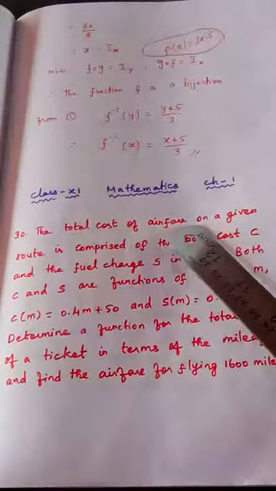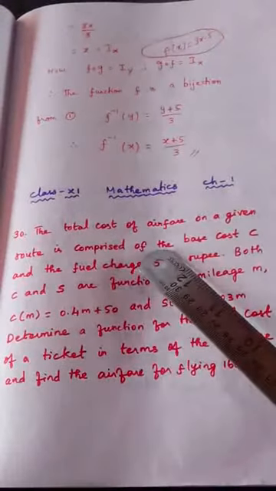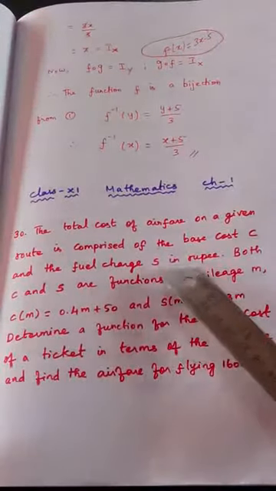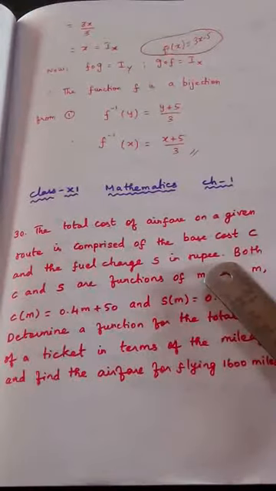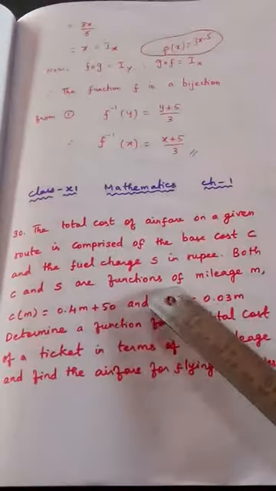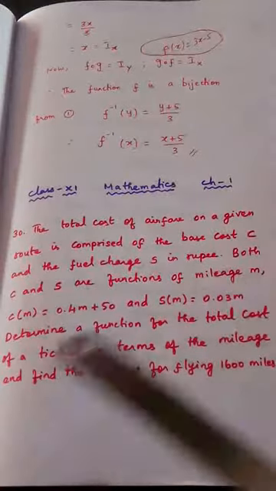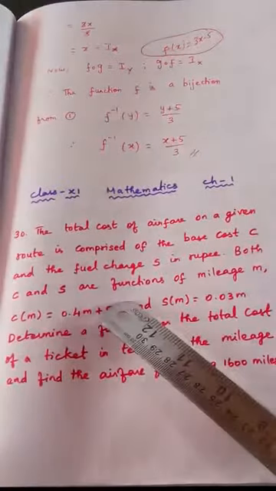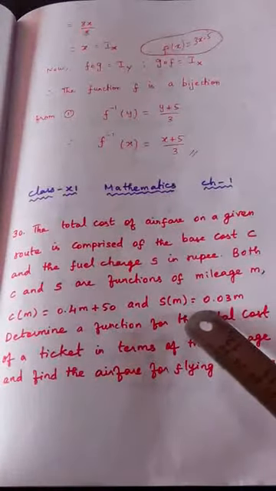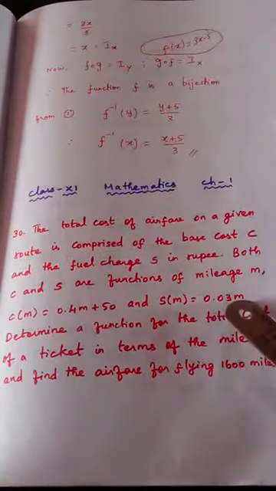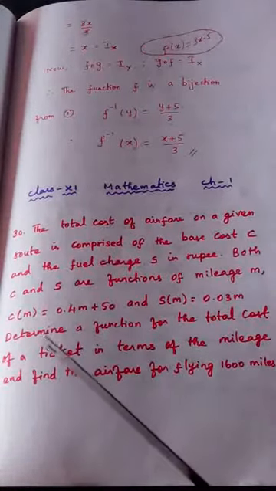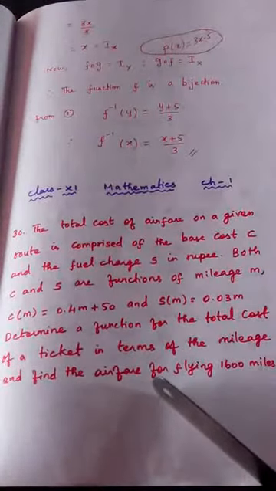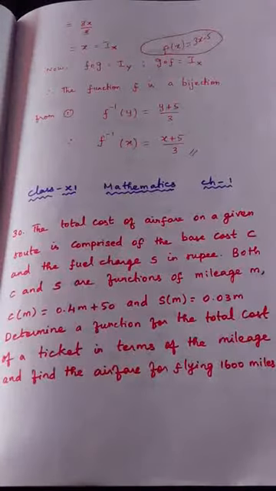The total cost of airfare on a given route is comprised of the base cost C and the fuel charge S in rupees. Both C and S are functions of mileage M, where C of M is given by the equation 0.4 M plus 50 and S of M is given by 0.03 M. M means mileage. Now we need to determine the function for the total cost of a ticket in terms of mileage and find the airfare for flying 1600 miles.